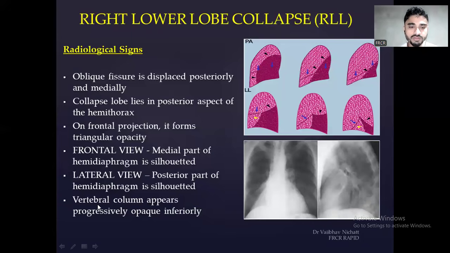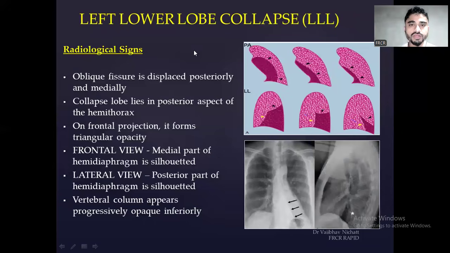And normally, as we have discussed just now, the vertebral column appears progressively opaque inferiorly because of the right lower lobe collapse. In normal patients, there will be increased lucency of the lower dorsal vertebral column, because of the well aerated right lower lobe and left lower lobe. Understood? Now coming to the left lower lobe collapse.